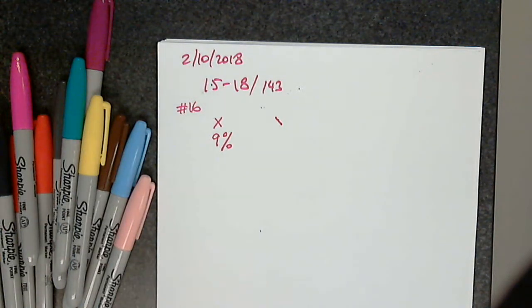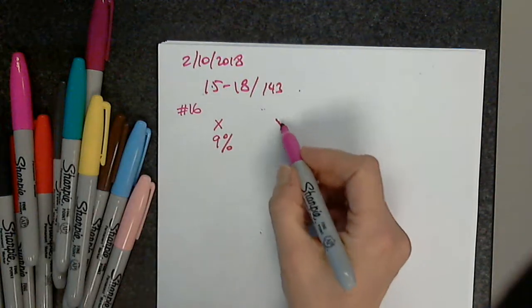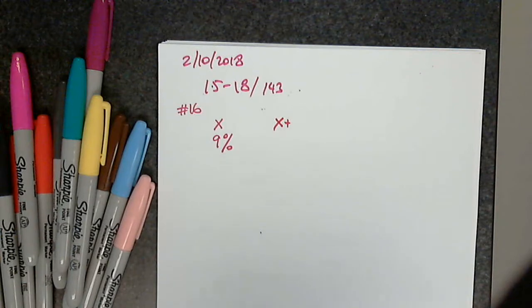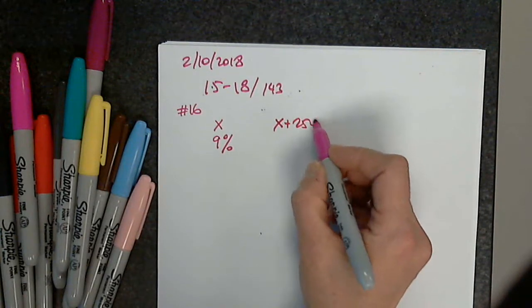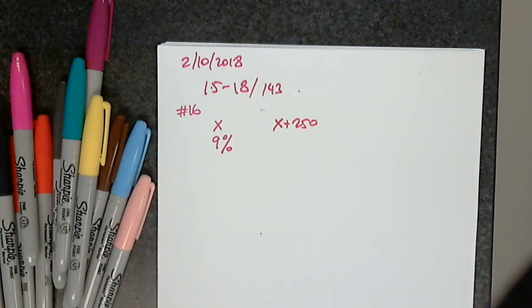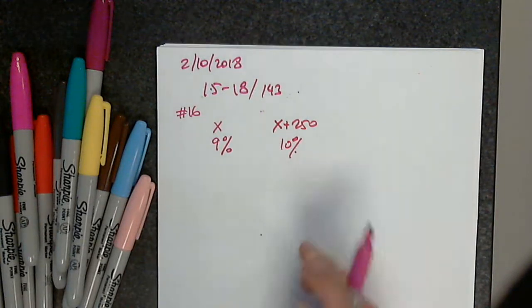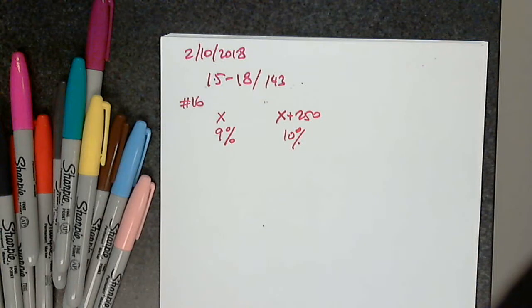So I invest x with Chris's bank, and I invest 250 more at your bank. Plus 250. Then that amount at 10%. So right now I don't write equations just yet. I'm just taking notes, and then we read it again.